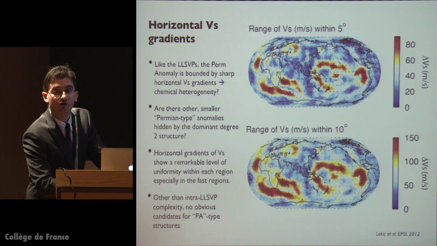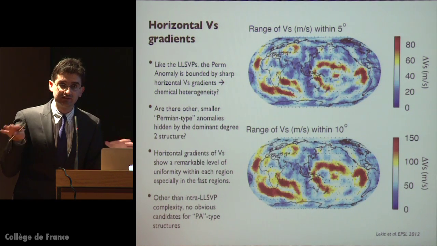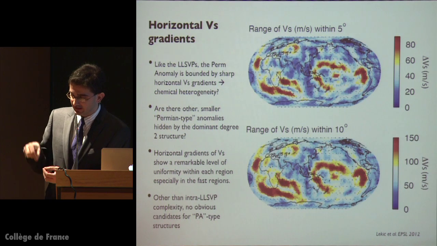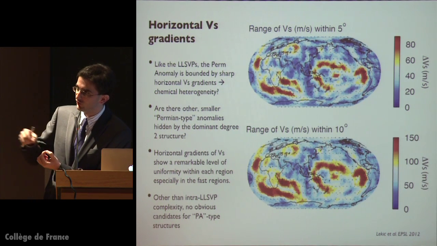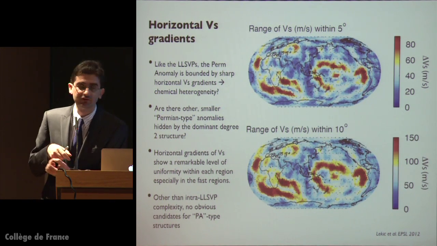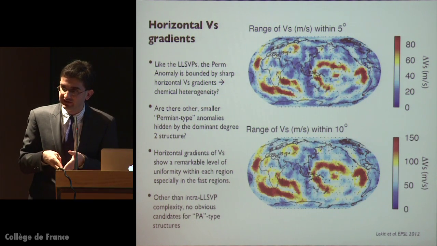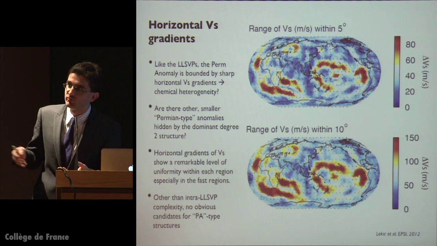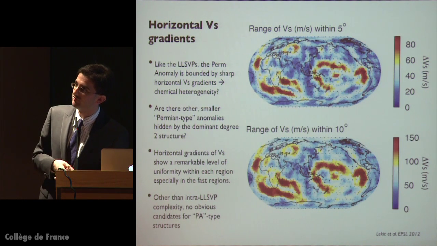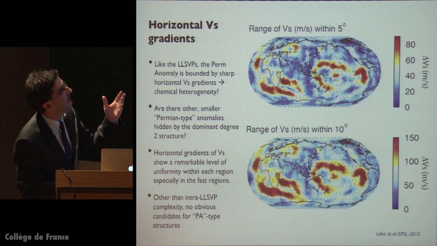We can map them across the base of the mantle. What we're doing is looking at a given location on the Earth, and asking what is the largest velocity difference within 5 degrees or within 10 degrees of that location. Then you do this in all the models, and you take the median so that you have a robust estimator of these gradients.